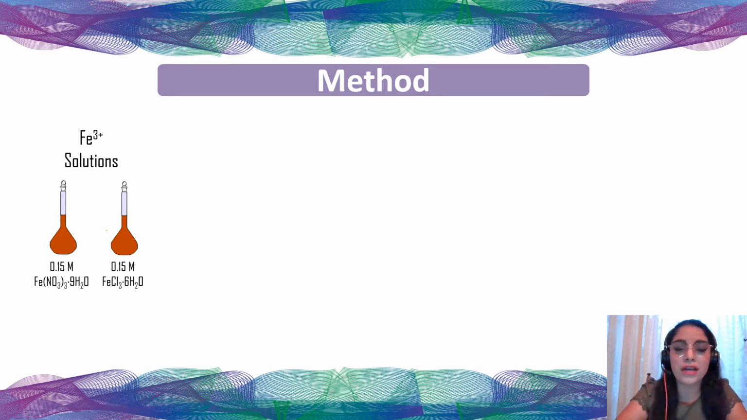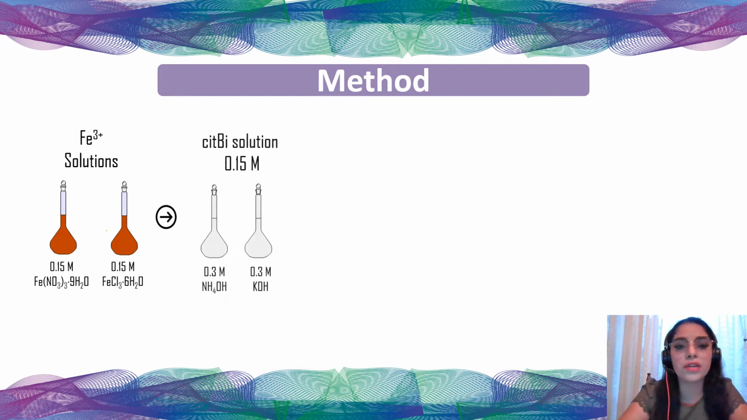All chemical reagents were analytical grade and used without any purification process. Microwave-assisted synthesis was employed to prepare the bismuth ferrite. First, we prepared a solution of iron nitrate and iron chloride, and two solutions of bismuth citrate, one in aqueous ammonia and the other in potassium hydroxide at 0.3 molar.